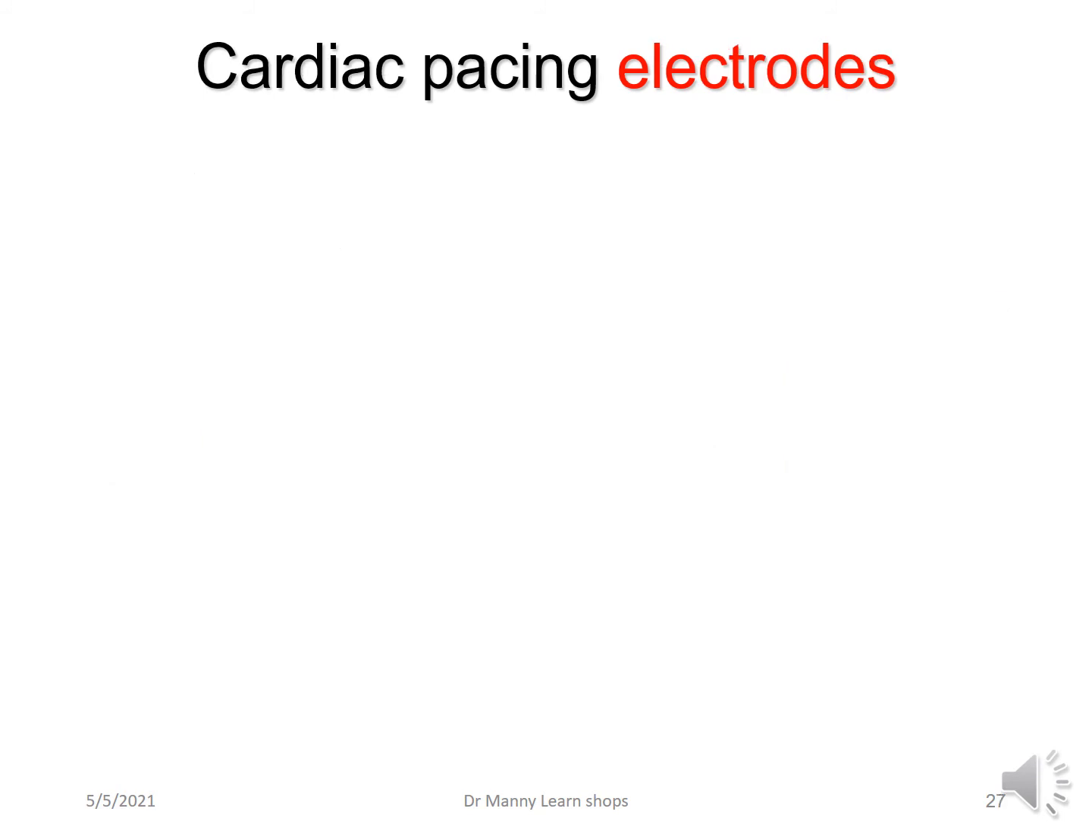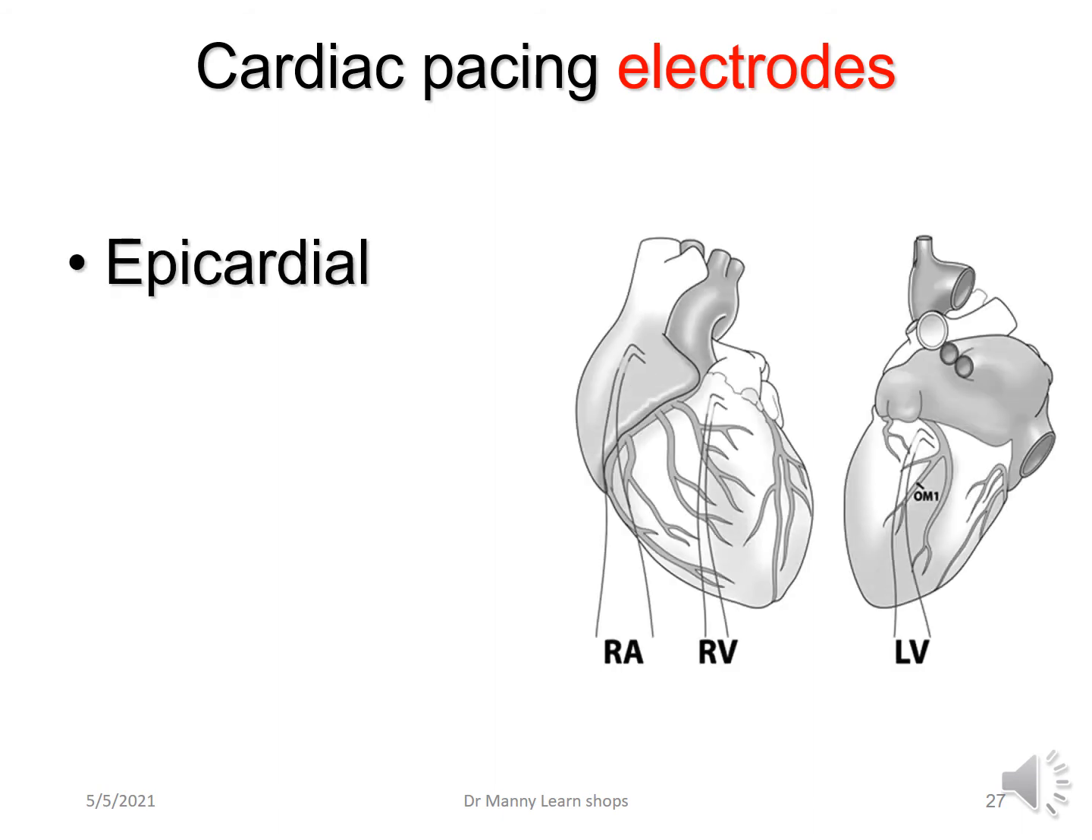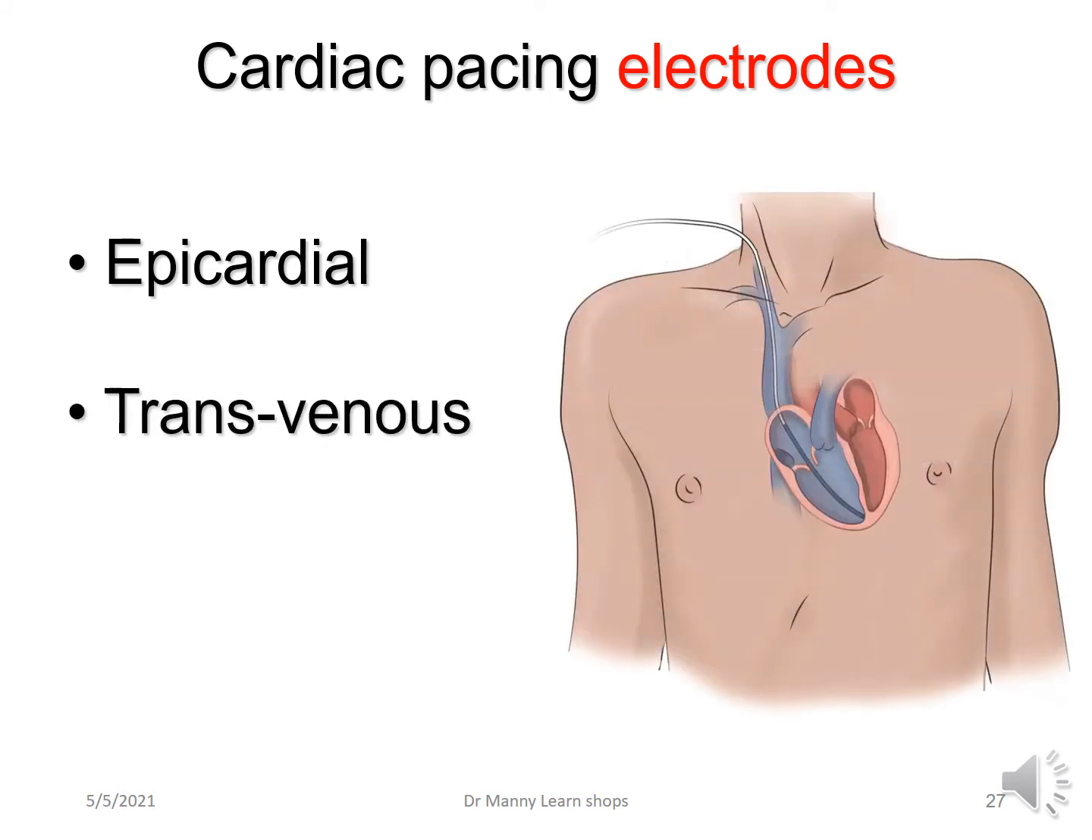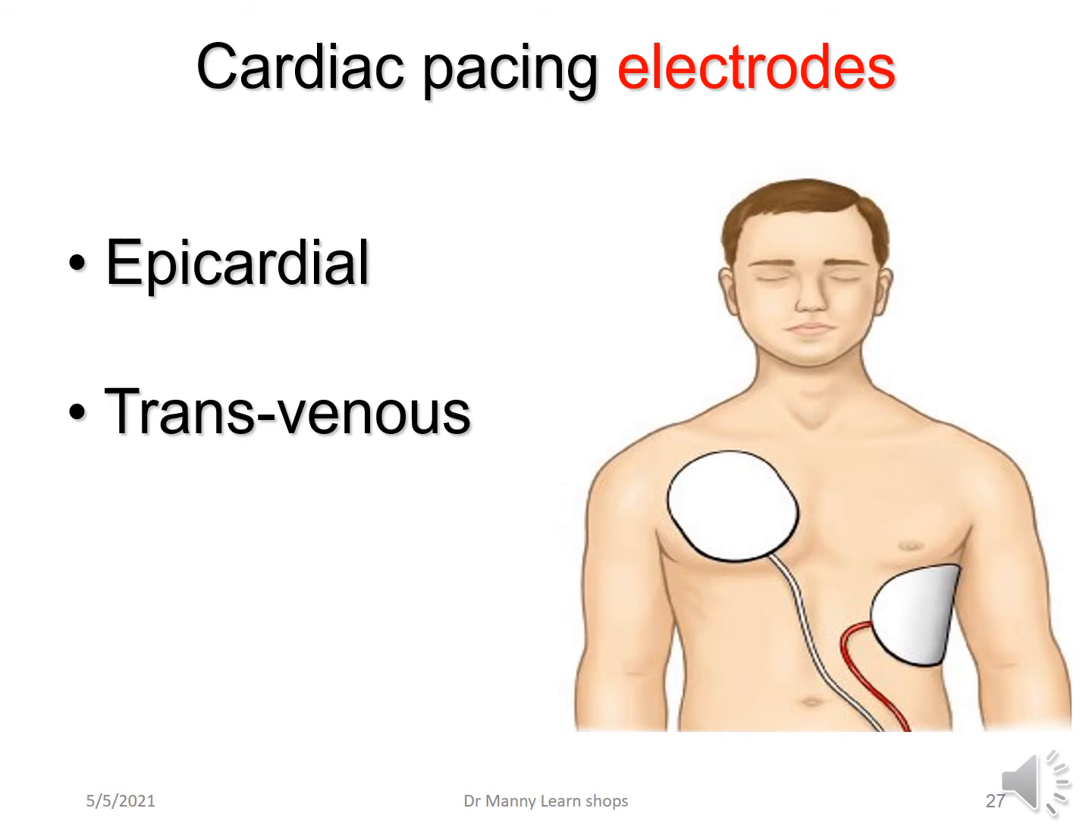Cardiac pacing electrodes can be of the following. They can be epicardial, outside the heart, typically after cardiac surgery. They can be transvenous, going into a vein and then into the right ventricle. They can also be transcutaneous, which means pads that are placed outside on the chest, either in an anterior or a lateral position, or an anterior or a posterior position, which we'll review.